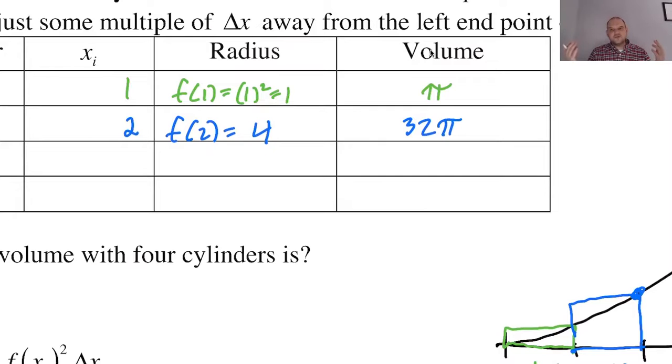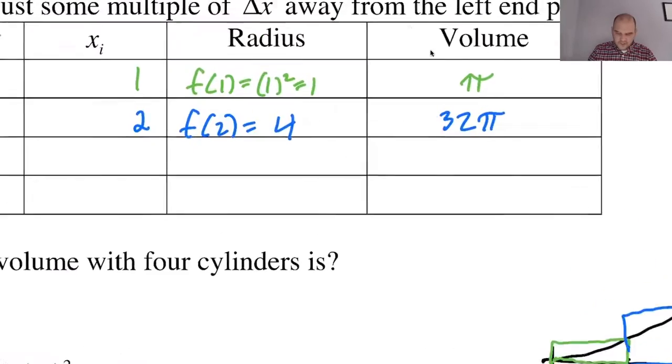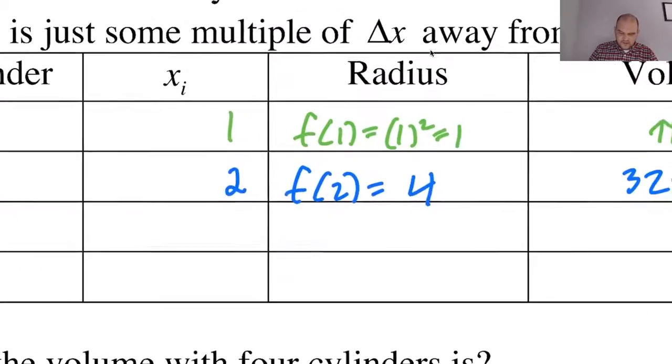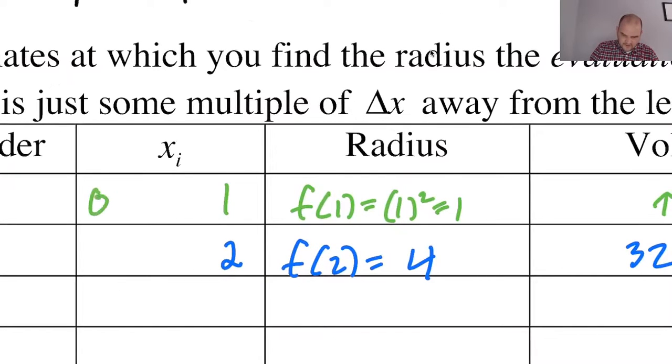Okay, so far so good, I think. Let's think again about how we got to where we ended up. So we started at 0 and added delta x once. So I'm going to say that this 1 here is actually 0 plus 1 times delta x.